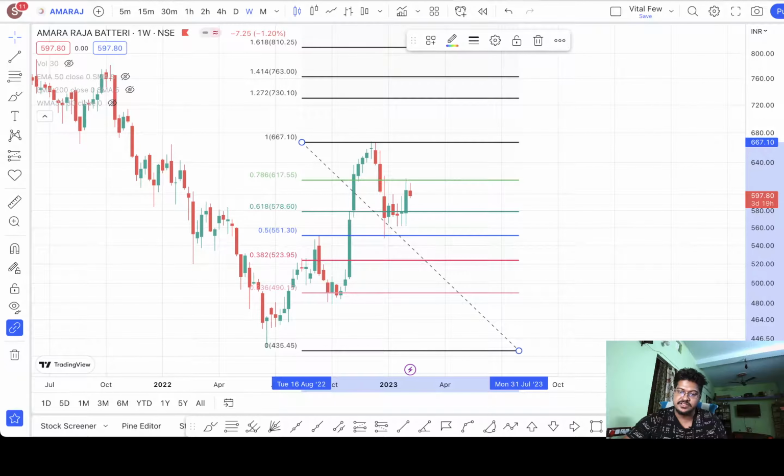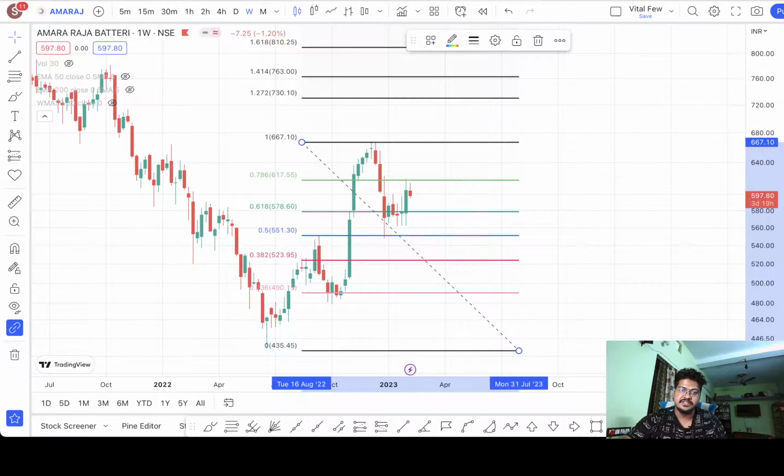So this is what we need. The closing price should not go below 0.5. It might go slightly to this level, that is fine, but it should strongly reflect from the 0.5 level, and then in case it touches 0.618, it is fine. If not, it is okay. It can directly bounce from the 0.5 level as well, not an issue.